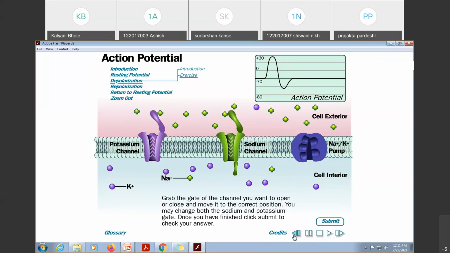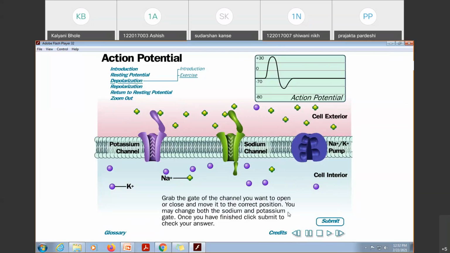So this action potential happens like the signal is traveling, right? So the first part is the depolarization. Resting potential is nothing but when the signal is not traveling. So when it starts traveling, the first part is depolarization. So what happens in the depolarization?